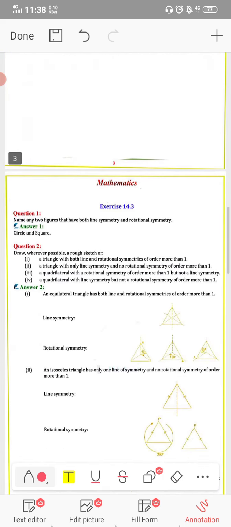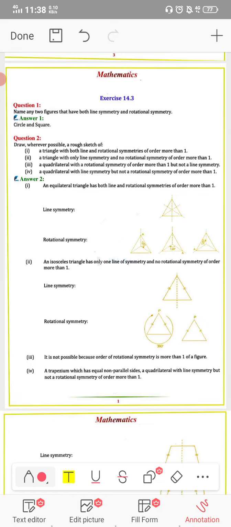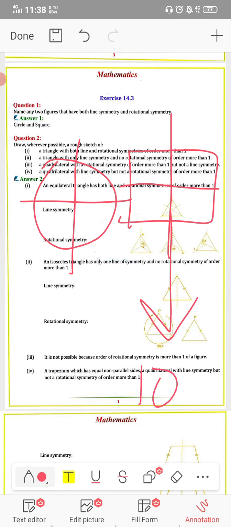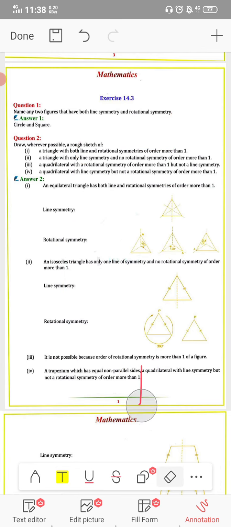Now moving on to the next exercise 14.3, the first question is name any two figures that have both line symmetry and rotational symmetry. So these two figures are circle and square. Circle and square are both having lines of symmetry, that is horizontal and vertical, and both are also having rotational symmetry. It is having rotational symmetry of 90 degrees, and it is having rotational symmetry of a complete turn, that is 360 degrees.